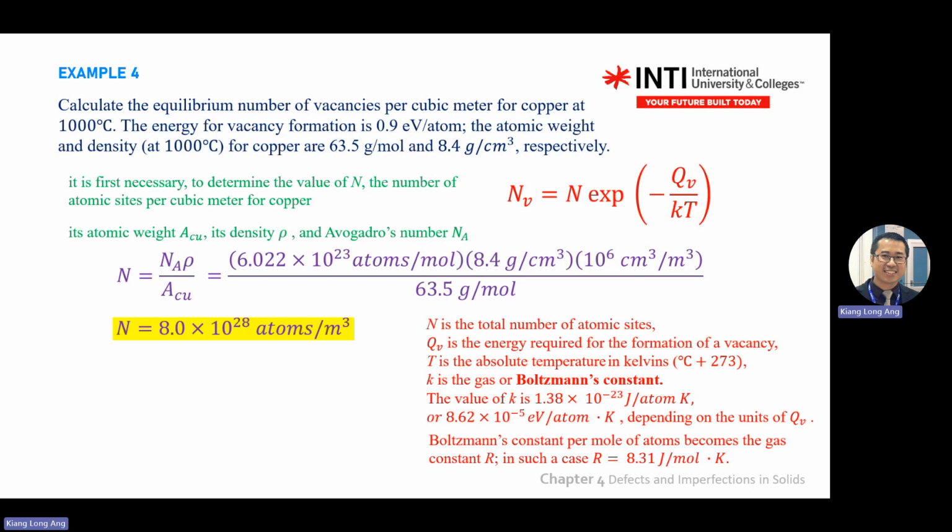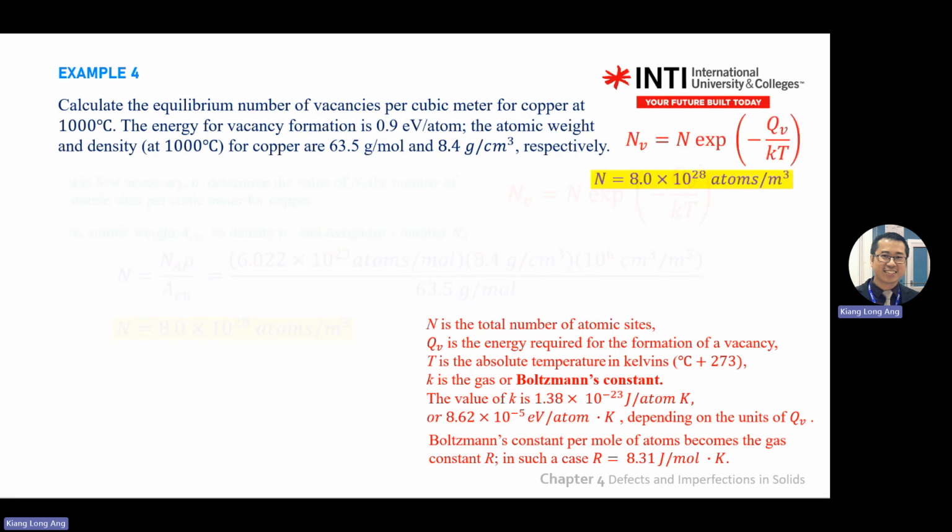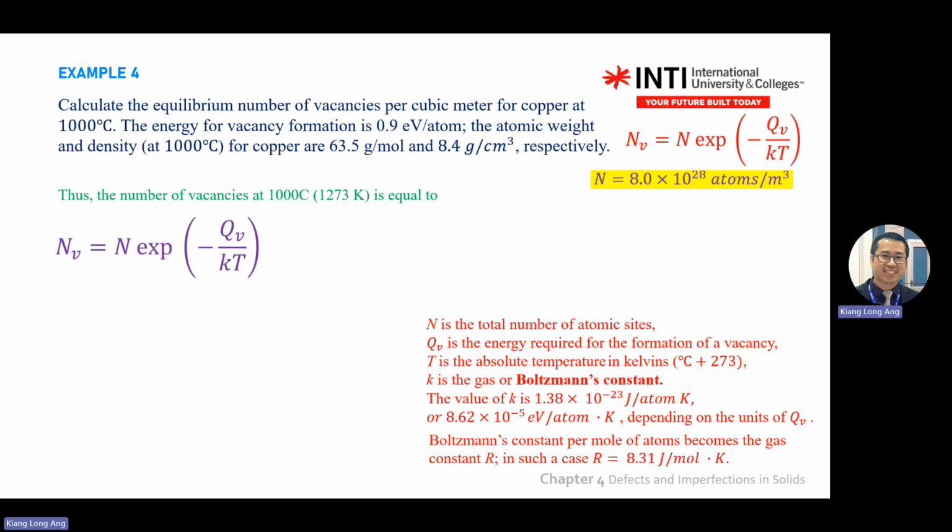Meter cube. Okay, so that's why you see 10 power 6 cm cube over meter cube. This is actually a conversion of all the units. So you do this substitution, you find the N, then substitute back. QV you have already. So QV is from the question, 0.9.